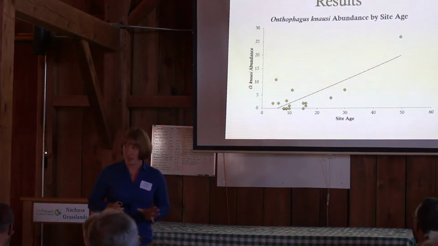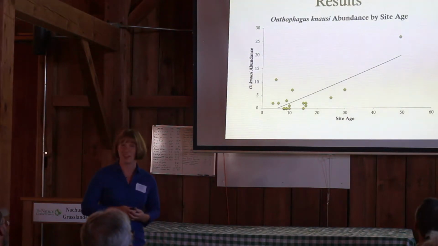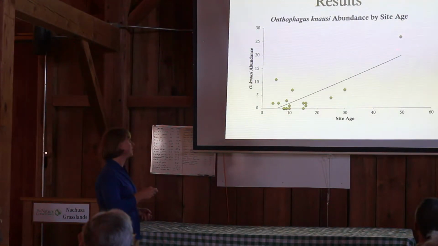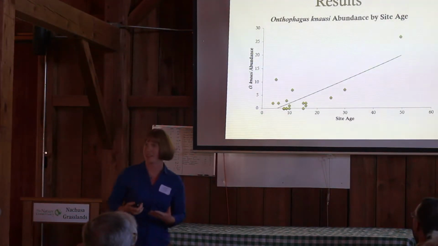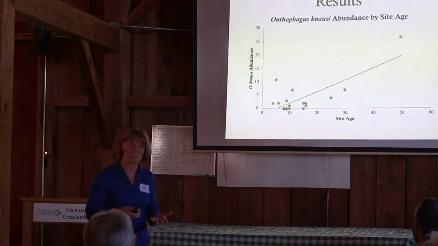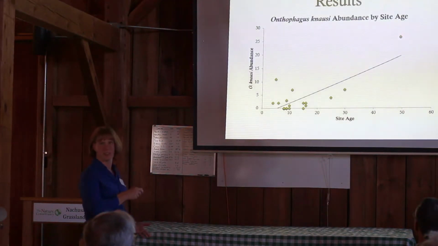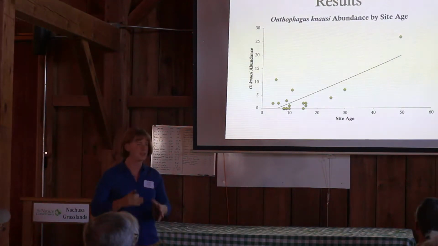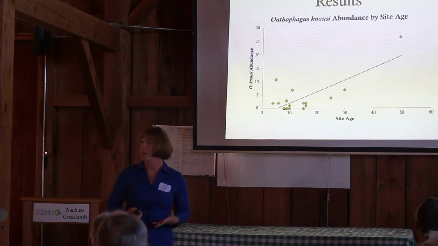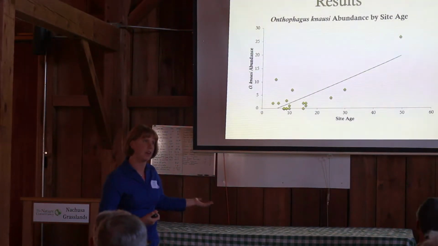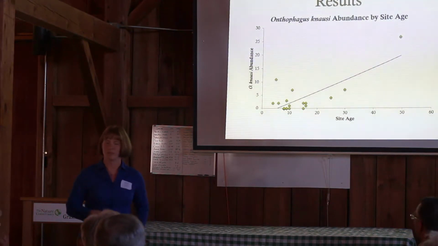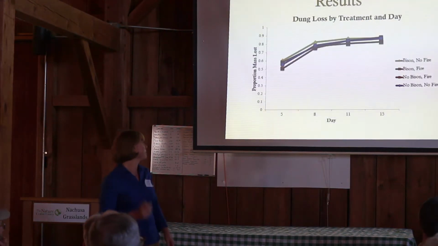There's also something interesting happening with the Onthophagus knausi and the site age. If we include the main remnant in our analyses, we get this trend line that makes it look like older sites might have more knausi in them. But if we exclude the main remnant, all of a sudden all of that significance goes away. So there doesn't really seem to be a clear pattern of the age of the site affecting the Onthophagus knausi population. But again, I have many more bugs to sort through, so we'll see.